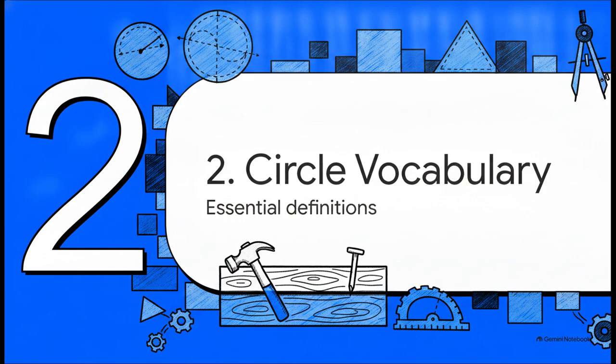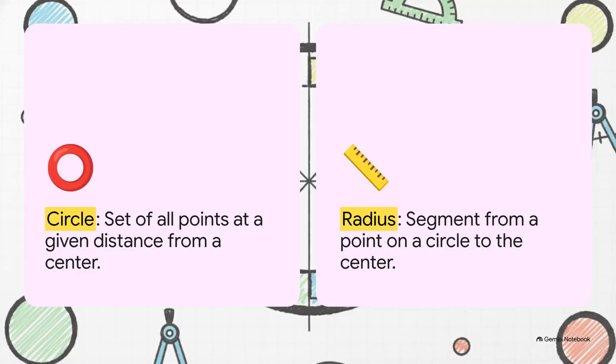Moving on to Section 2, Essential Circle Vocabulary. Let's get our fundamental definitions locked in. You really can't build a house without knowing what a hammer and a nail are, right? In the same way, you can't analyze a circle without knowing its structural components.